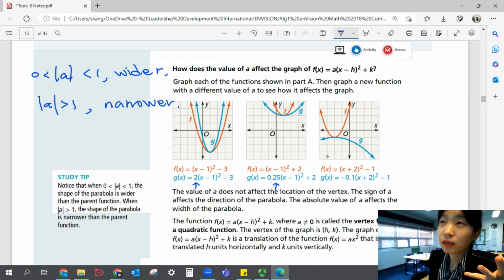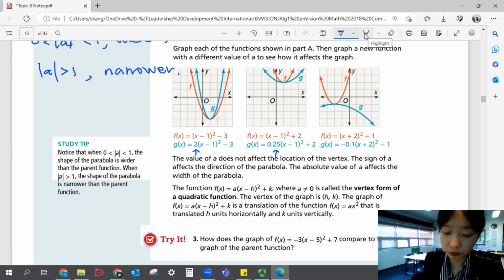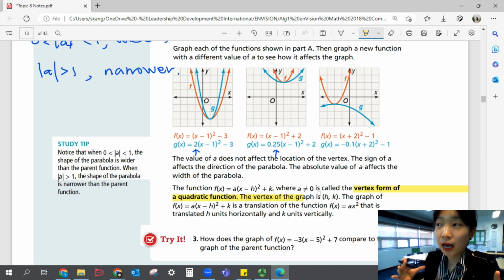So keep that in mind. You need to be able to break the form down and separate the different transformations. A will change your shape. H and k just translate your whole graph. So let's look at this vocabulary. The vertex form of a quadratic function is exactly that: f of x is equal to a(x minus h) squared plus k. Here a, h, and k are not variables.